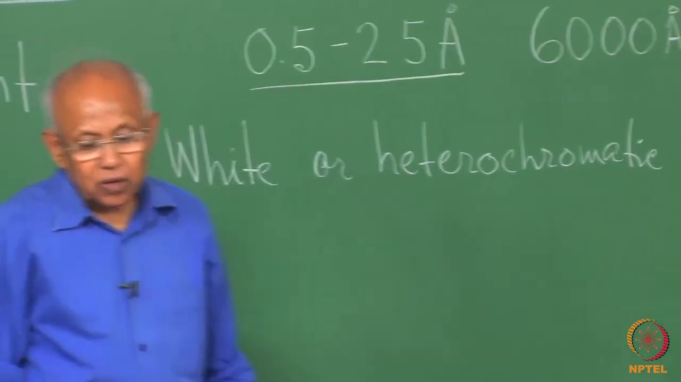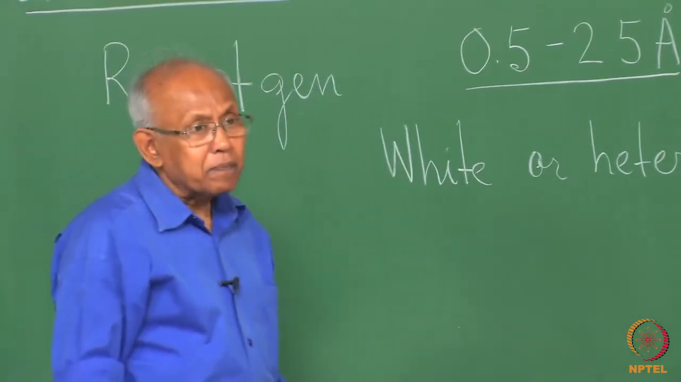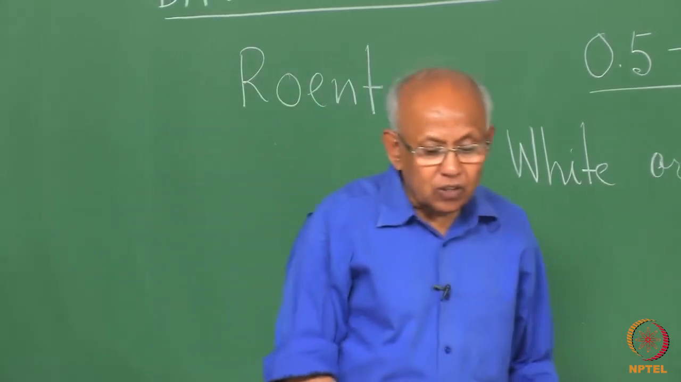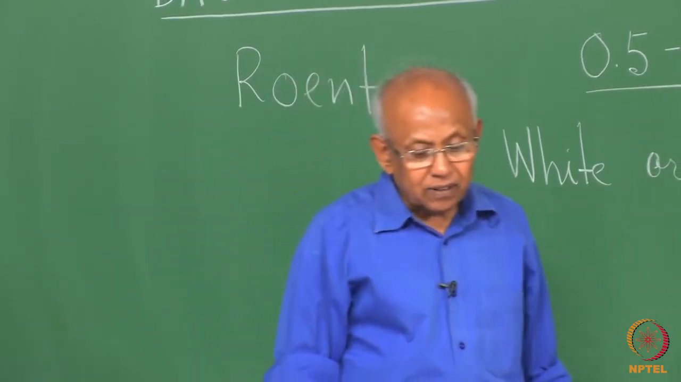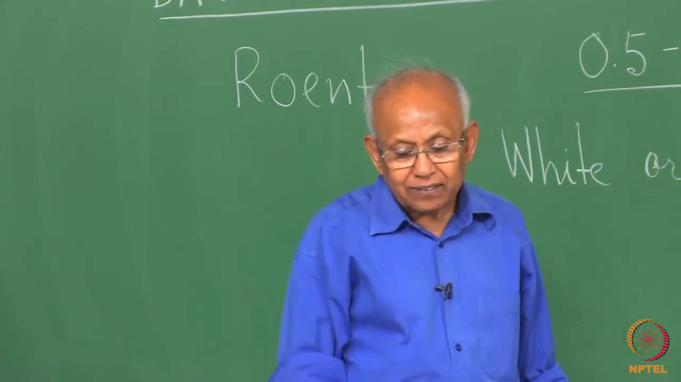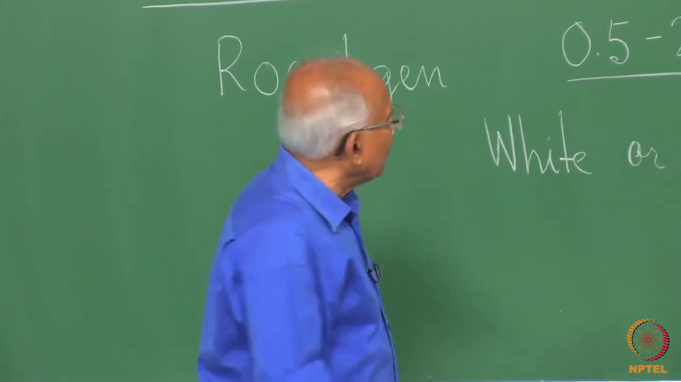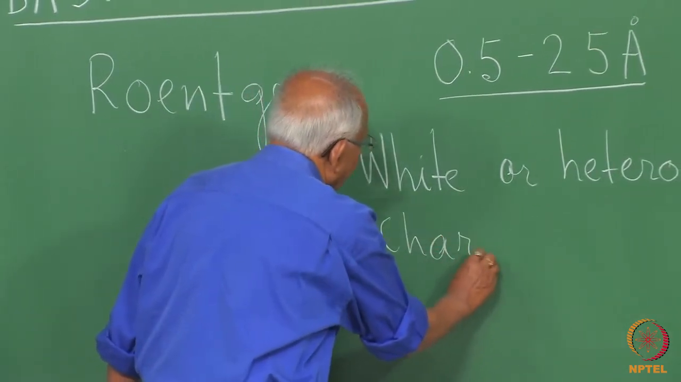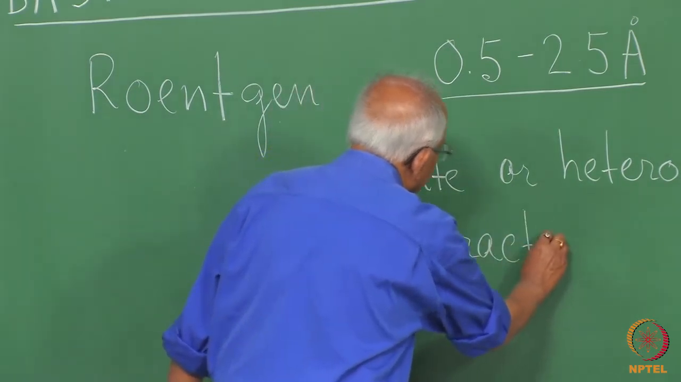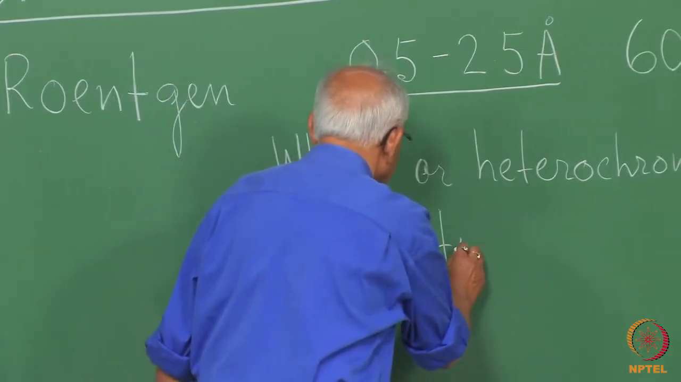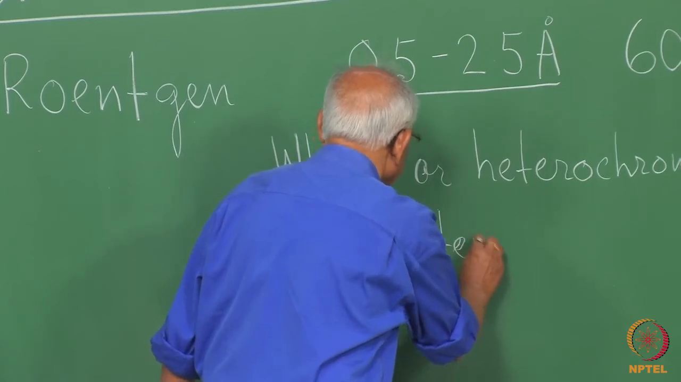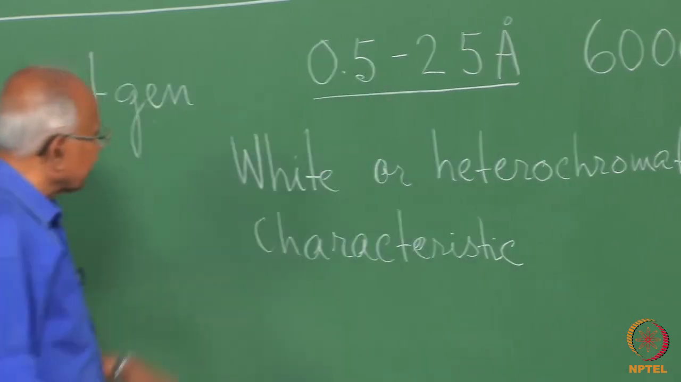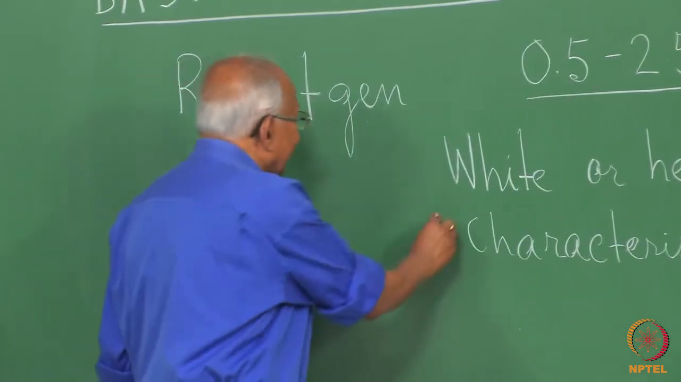But what happens when we raise the potential to 25 kV? Over and above the white radiation, we get two very sharp wavelengths, of very high intensity compared to the rest, and these are known as the characteristic radiations. So, why is it called characteristic?